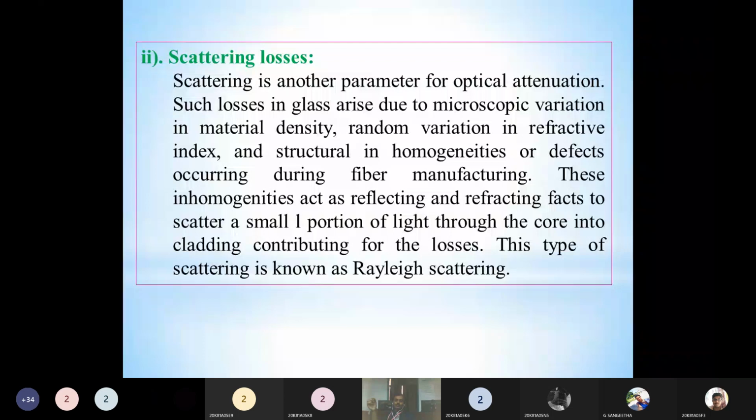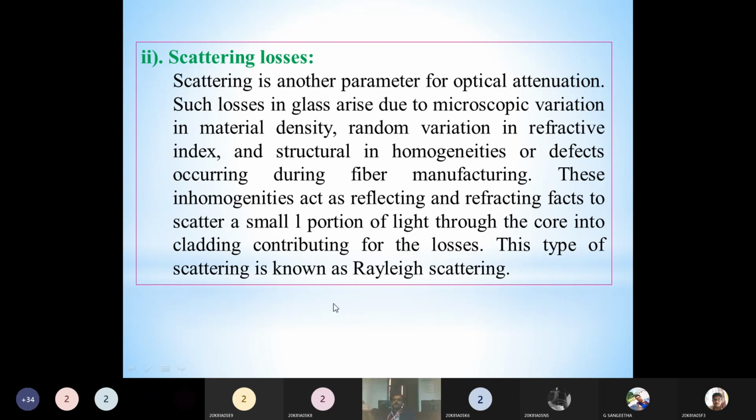Due to that structural inhomogeneity, what happens? Some scattering will occur. Because of these many reasons, scattering losses will occur. These inhomogeneities act as reflecting and refracting factors that scatter a small portion of light from the core into the cladding, contributing to the losses.